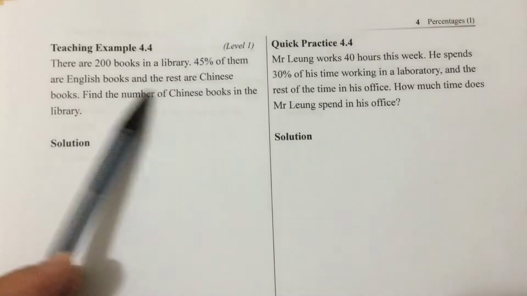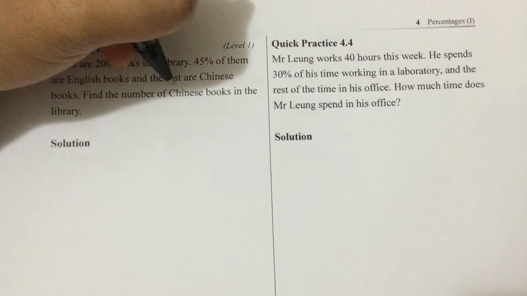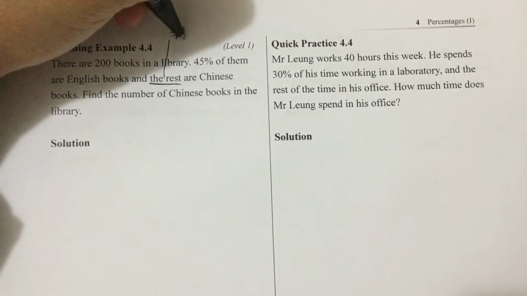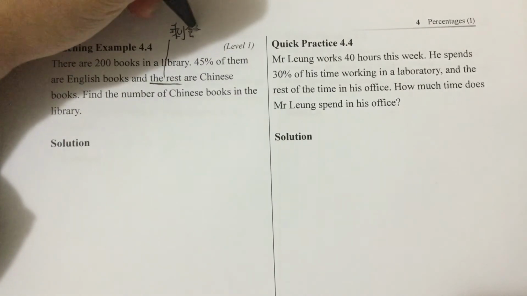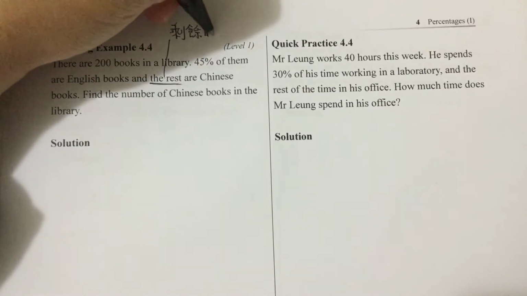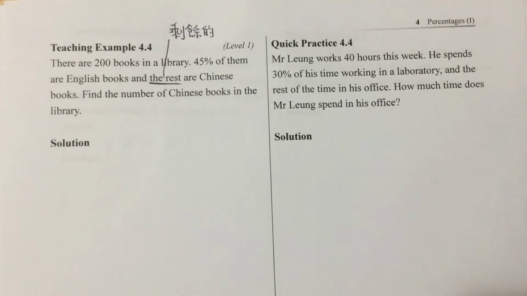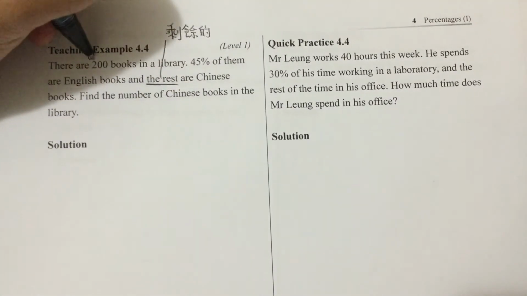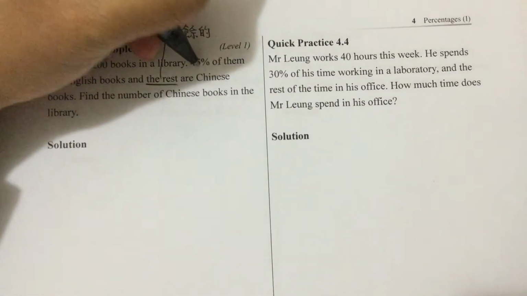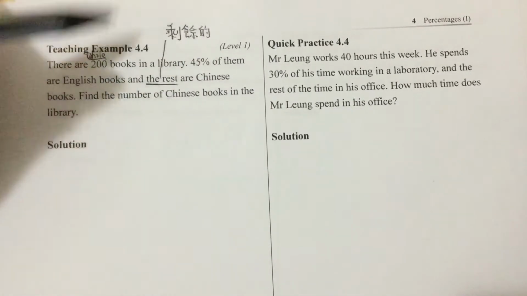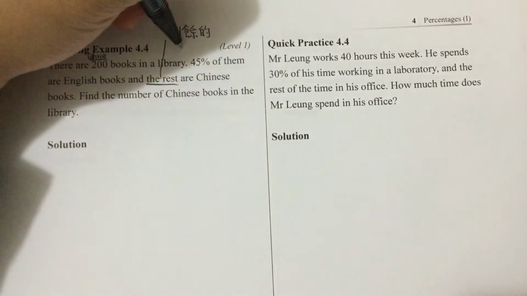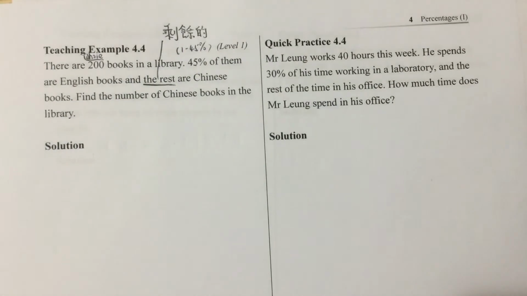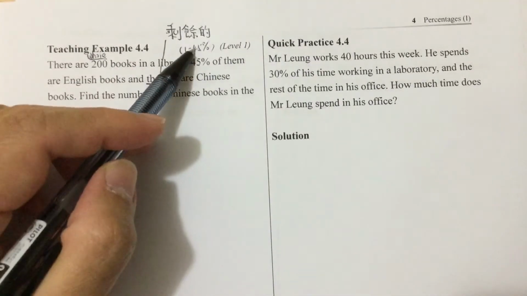Now the rest, that means 剩下的或者剩餘的. So you are going to calculate the other percentage, because the whole we have, but the percentage we want is the other one, 1 minus 45%. So we're going to find the number of Chinese books by these two numbers.